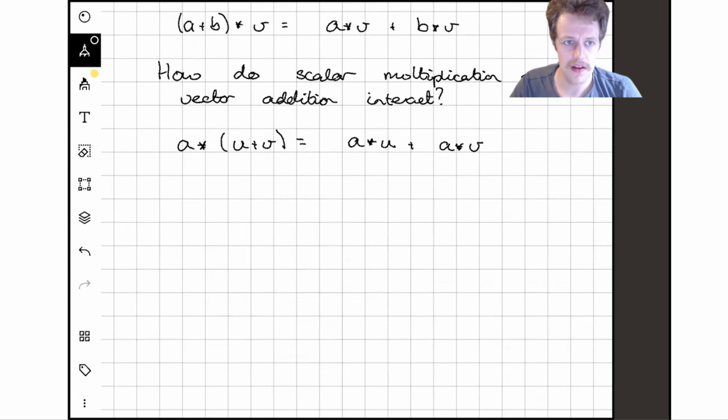So that's a summary of the basics of vector spaces. And don't worry if it sounds very abstract. We're going to look at some more examples as we go, and we'll get very familiar with it.